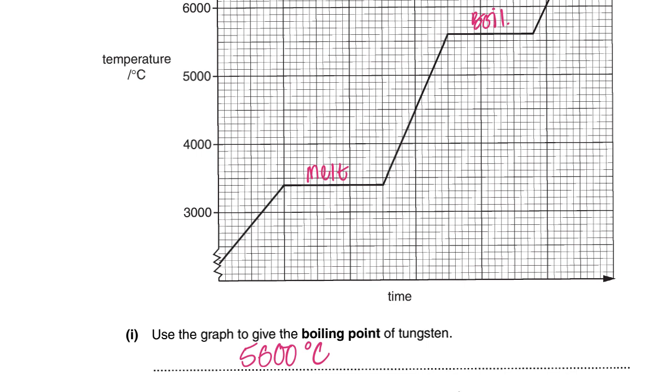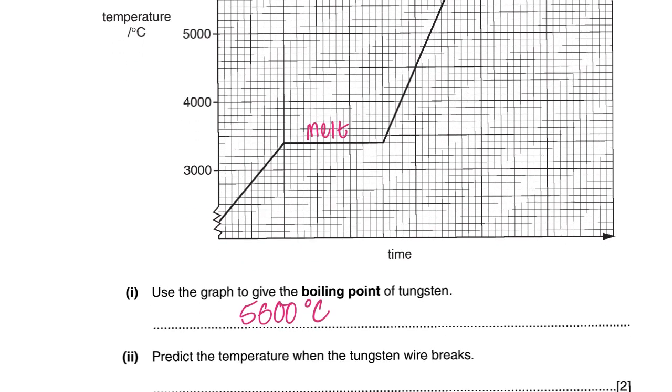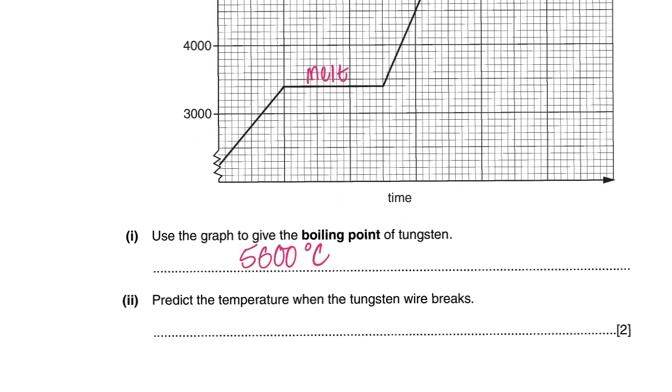Let me just scroll. Predict the temperature when the tungsten wire breaks. When do you think the wire will break? I got a few confusing answers, so I kind of enjoyed that. So you people were trying to think, right? Well, look what's going on. The wire will break at 3,400 because it'll melt.